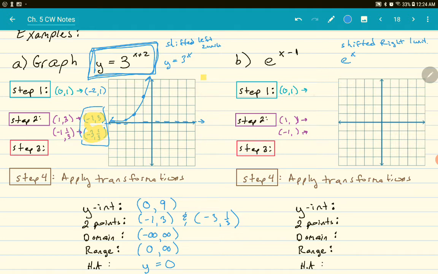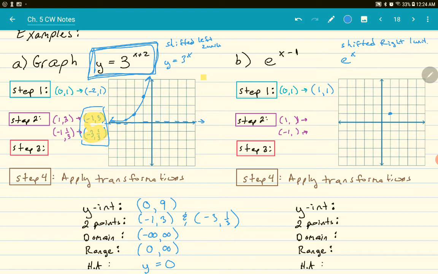So my intercept, the parent function has the intercept of 0, 1. When I plug in 0, e to the 0 is 1 because anything to the power of 0 is 1. So that's going to shift to the right by 1 unit, so that becomes 1, 1. So now that y-intercept has shifted over to here.